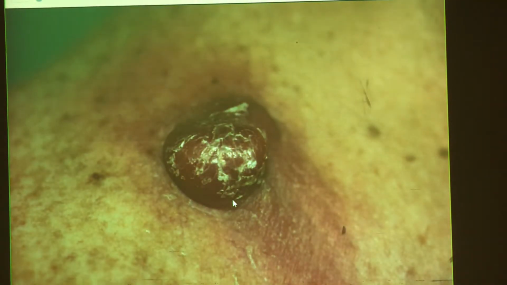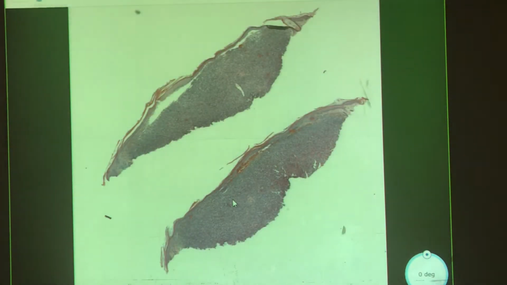Case 4. A bulbous red nodule with a lot of erythema around it. Is it painful? I don't think so. Asymptomatic. I don't think it's painful.